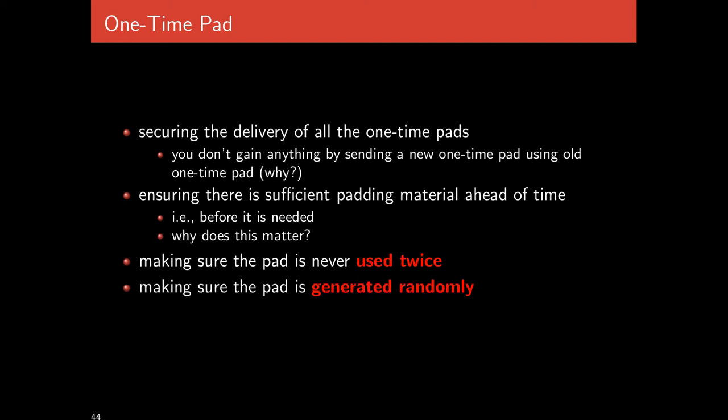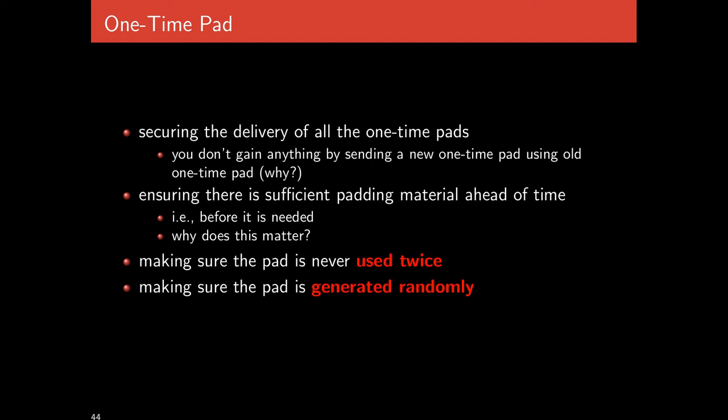It's logistically quite challenging. You always need to have more padding material ahead of time than for what you need, because of course if you run out, you can't create any more. You have to exchange the padding material at a time when you have a secure, authentic communication channel between two entities. Later, when you're sending messages and there might be an attacker, then you can only use the padding material that you've already exchanged.